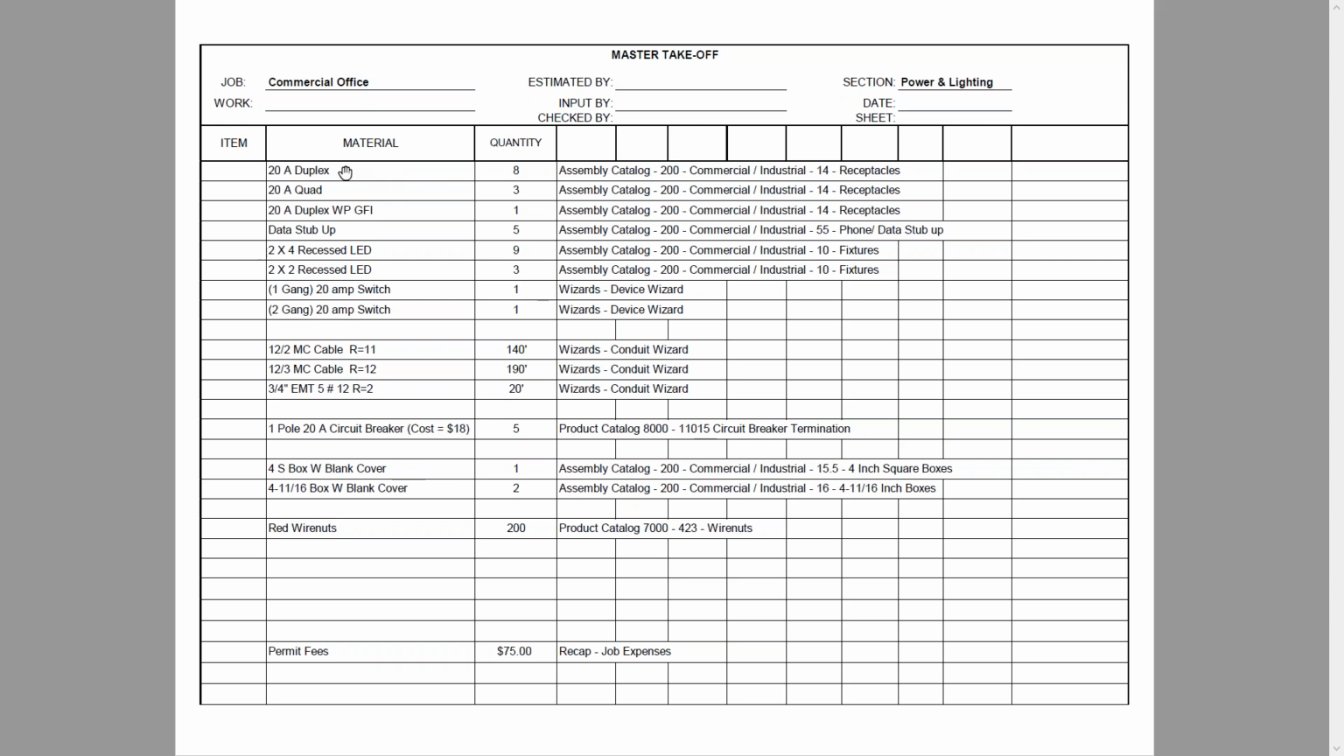I'm going down this list here, 20 amp duplex receptacle, 20 amp quad, there's 3 of them, 20 amp duplex weatherproof GFI, and so on. Now look here, this is the data stub up. Notice that there's five of them. Let me go back and show you the symbol of that to refresh your memory.